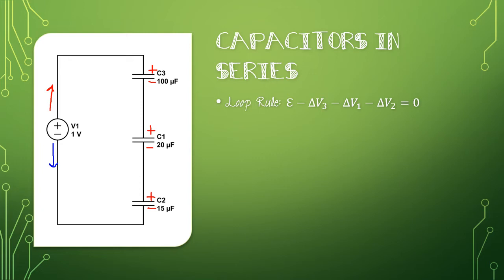Another thing we often think about with capacitors is not just the potential difference across them, but also thinking about the charge on that capacitor. We know that charge is conserved, so it can't be created or destroyed.